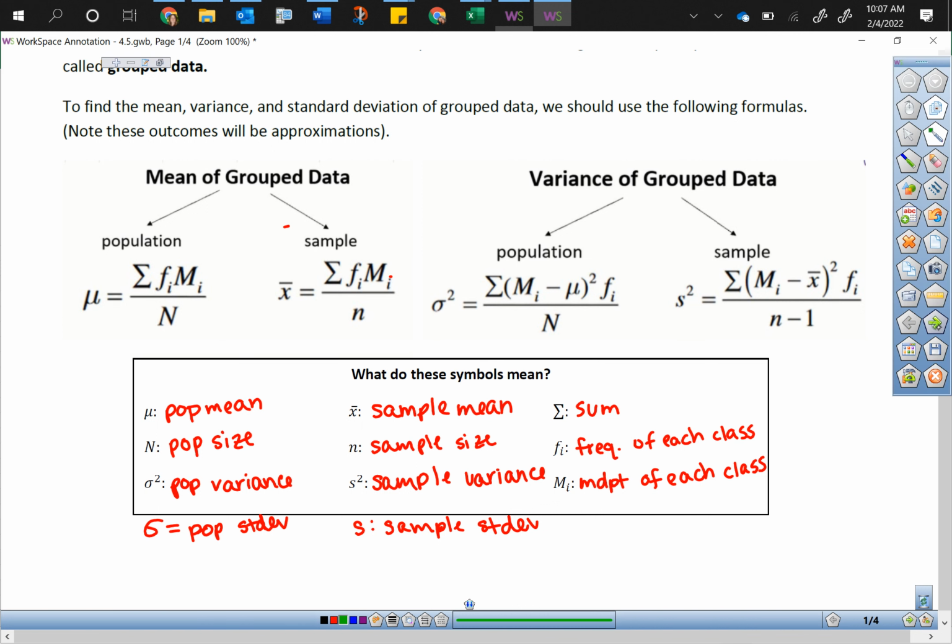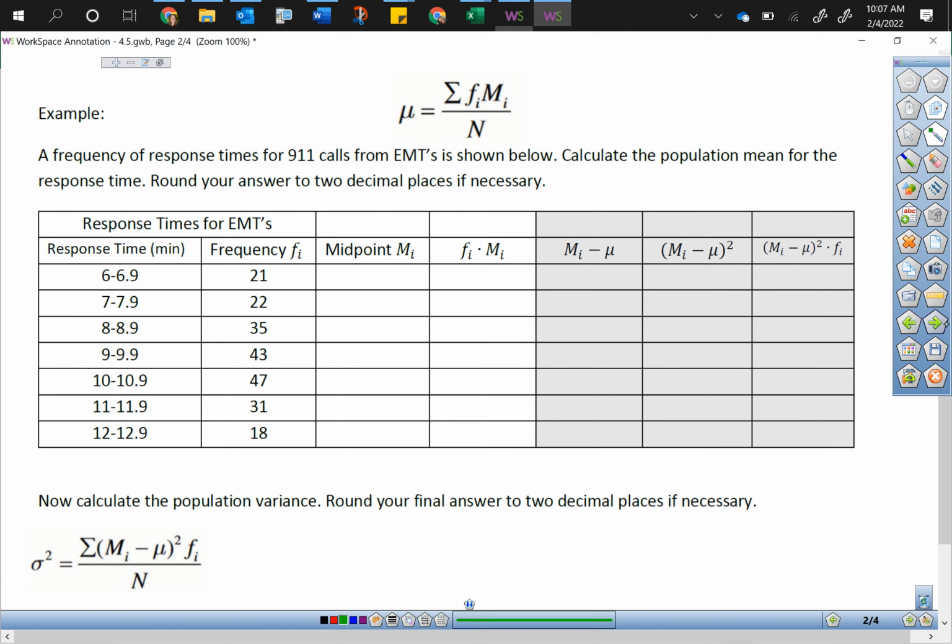So let's look at this example. It says a frequency of response times for 911 calls from EMTs is shown below. Calculate the population mean for the response time. Round your answer to 2 decimal places if necessary. Now, they specified that this was population. On your problems on Hawk's Learning, it is going to specify population or sample, okay? So that's the formula that I'm going to use up there at the top.